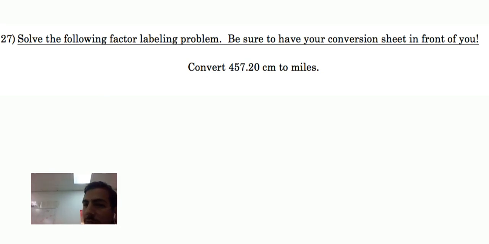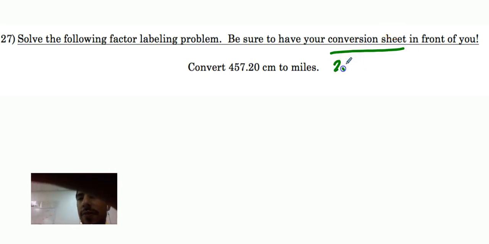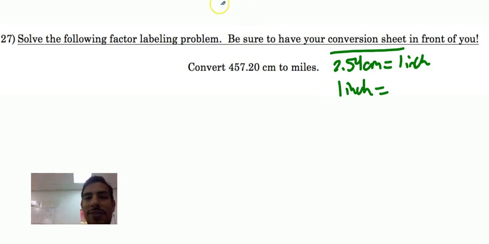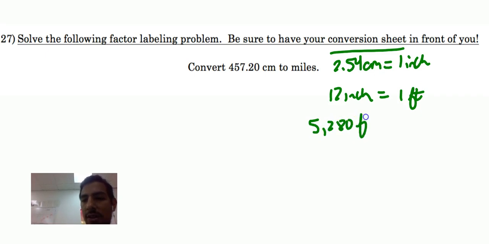All right, 457.2. The conversion sheet that you should have in front of you should tell you the following, that there are 2.54 centimeters in 1 inch. You should also know that 12 inches is equal to 1 foot. Okay, 12 inches is equal to 1 foot. And that 5,280 feet is equal to 1 mile.